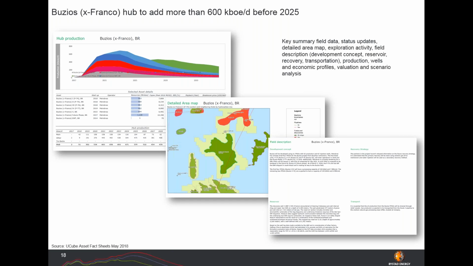Apart from resources, we also include data on capex investments, payback time, and break-even prices. And cumulatively, production from all phases is forecasted to reach 600,000 BOE per day before 2025. Apart from standard slides and key summary data, detailed maps, and future profiles, we also include short narratives covering the latest status, overall development concept, and details regarding reservoir, recovery strategy, and oil and gas transportation methods used. We highly encourage all UCube clients to explore the option to download integrated reports, which makes UCube data even more transparent and easily accessible.